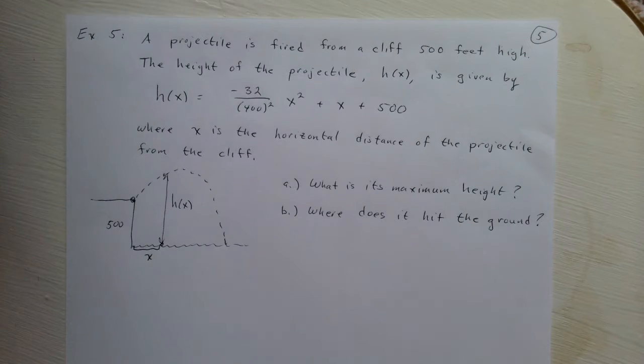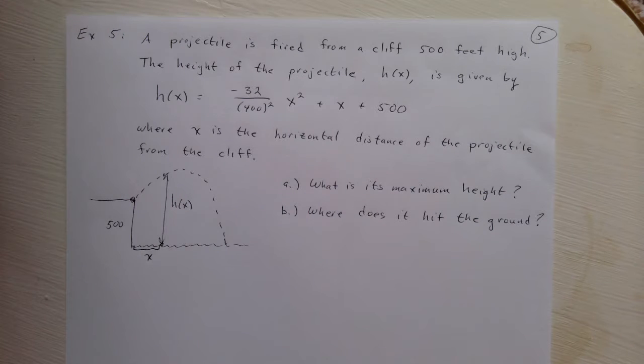This last example has a little bit of physics involved. This is where you're firing a projectile or an object from the top of a cliff, and it's going in a parabolic shape, and you want to know first of all what's the maximum height and where does it hit the ground. So we won't go through how this is derived.